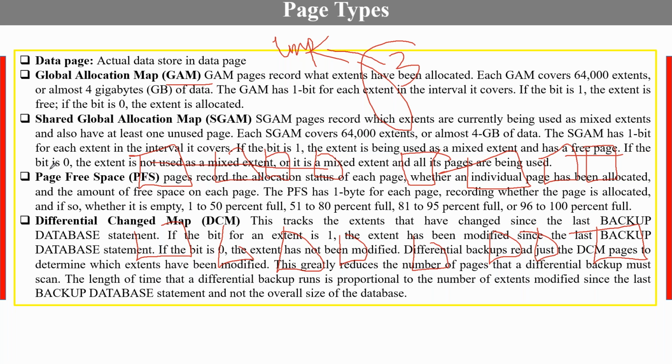If the bit is zero, it means the extent is not used as a mixed extent. Maybe it is used as a uniform extent, or maybe the mixed extent is completely filled with data. That info will be available in the SGAM. One means a mixed extent with some free space. Zero means maybe the extent is completely occupied with data, or it is a uniform extent.